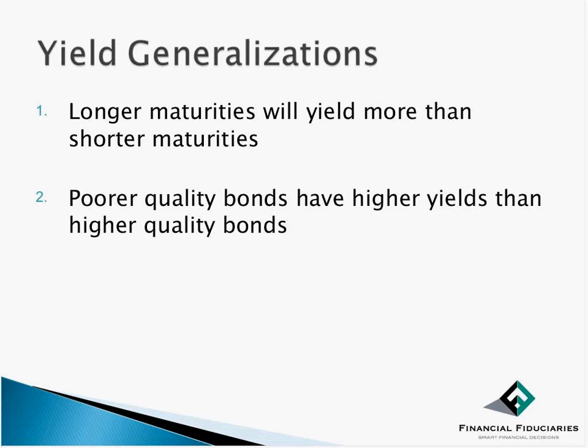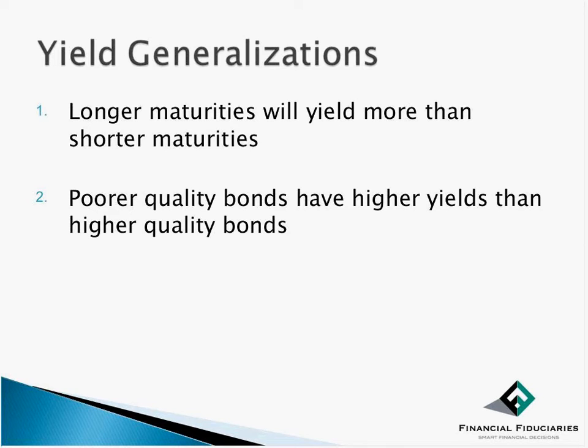Poor quality bonds have higher yields than higher quality bonds, and we touched on that earlier. So if you get a bond that's like a B rating or a double B rating, the interest rate on that bond is going to be higher than the interest rate on a double A bond or an A bond. The reason for that is that the issuer's got to pay more interest in order to have the market have enough interest to buy that bond.